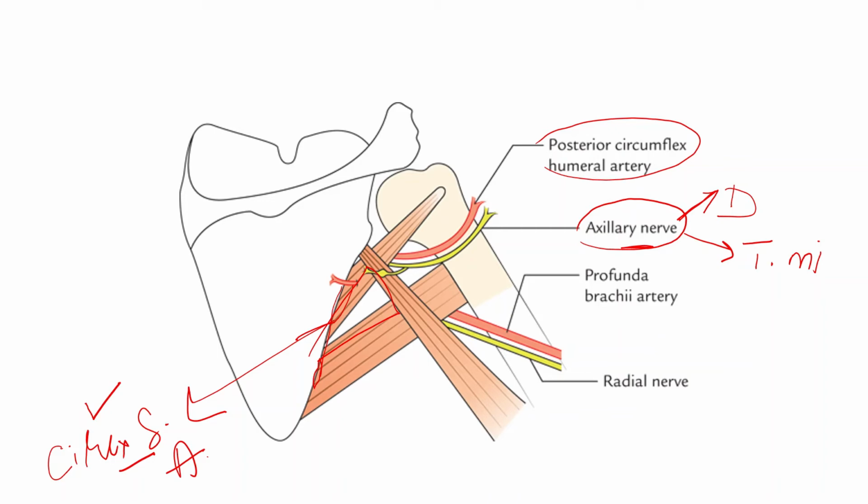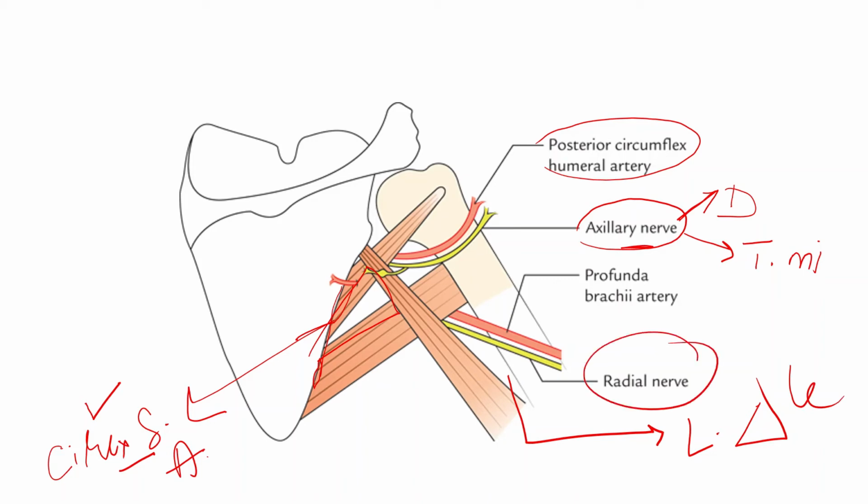So moving on to the last, that is the contents of the lower triangular space. Yes, this lower triangular space is mainly containing again the nerve and the artery. The nerve is the radial nerve, which is again the branch of the posterior cord of the brachial plexus, which is accompanied by the artery, that is the profunda brachii artery. This profunda brachii artery is the largest branch of the brachial artery in the arm.